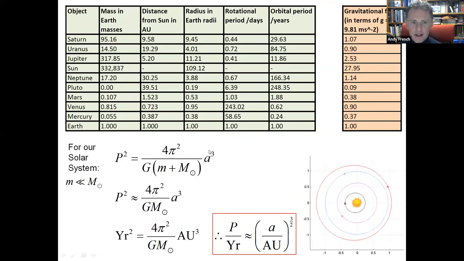Right, so these are the kind of inputs that you might want to use for the solar system. These are the objects that we've got. These are the sort of Earth masses. And this is one that you might put into an Excel sheet.